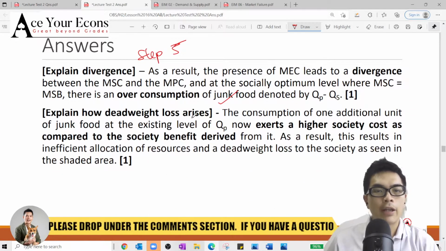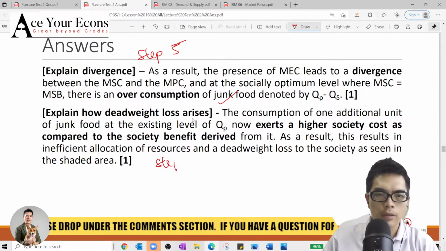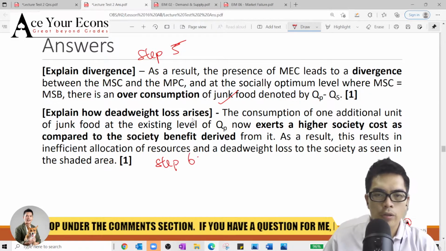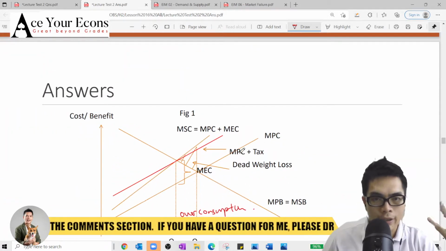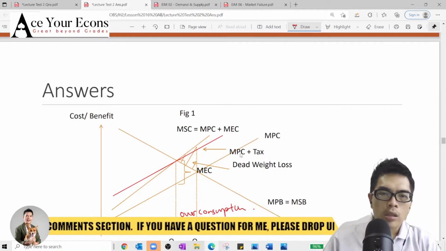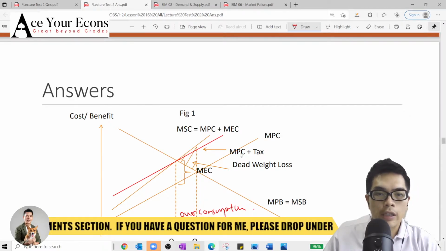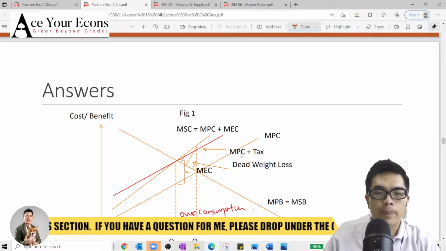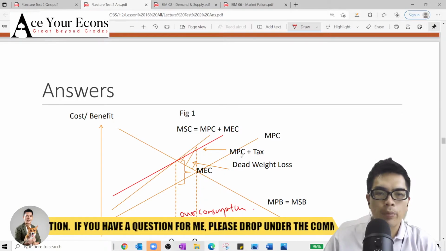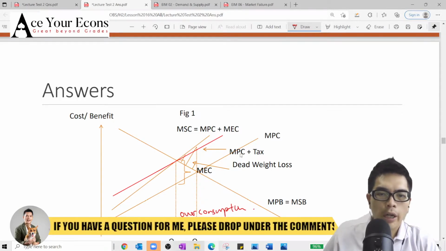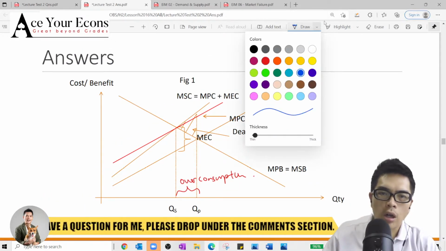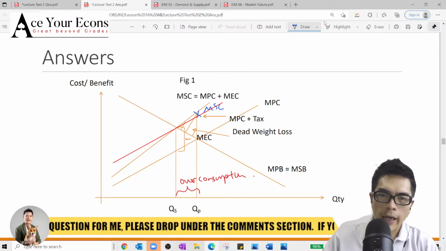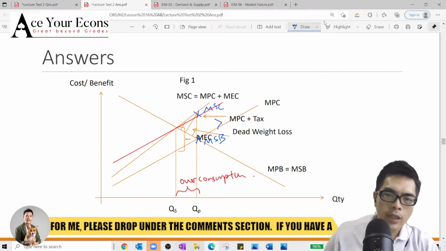Step number 6, deadweight loss. This is where a lot of students lose marks. A lot of students are not telling me how deadweight loss arises. So I'm going to quickly address it one more time. You can use the marginalist principle here. At the private consumption level, at QP, your marginal social cost, MSC, exceeds marginal social benefit, MSB. So you have to state this.